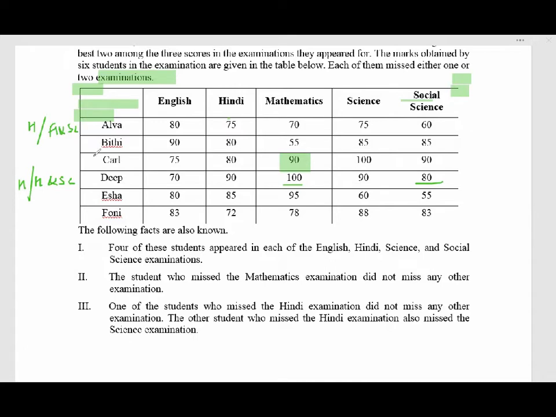So we have identified Alva, we have identified Curl, we have identified Deep. What about Asia? Highest is 95. Second highest is 85. And third highest is 60. And their average is 80. True.